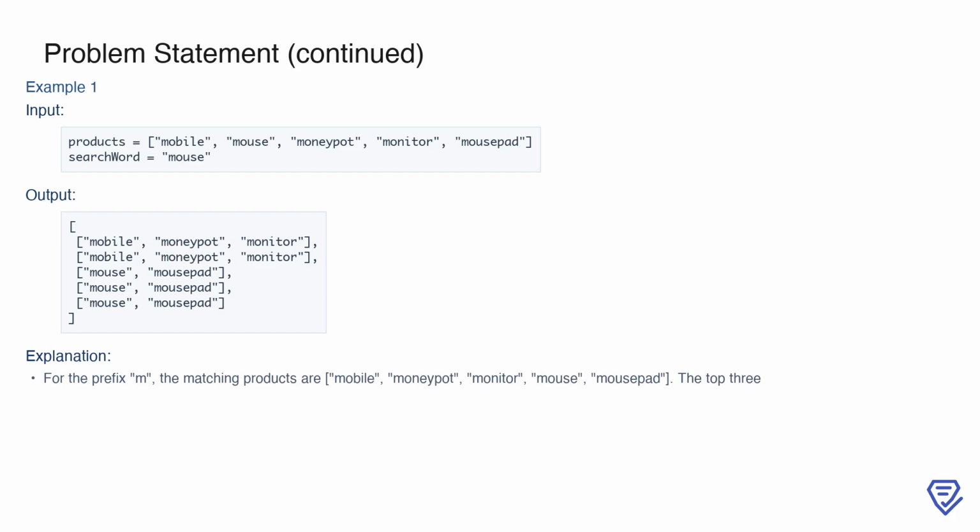For the next prefix, MOU, the matching products narrow down to mouse, mousepad, and since there are only 2 matches, both are included. Similarly, for the prefixes MOUS and MOUSE, the matching products stay as mouse, mousepad. The resulting output is a list of lists, where each inner list contains the suggestions for the corresponding prefix.